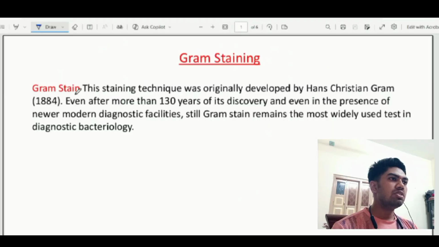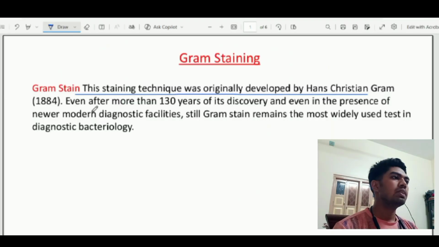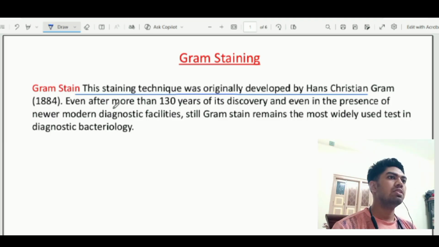So what is gram staining? Gram staining is a basic, routinely used microbiological staining to differentiate between gram-positive organisms and gram-negative organisms. It is a staining technique that was originally developed by Hans Christian Gram. Gram stain is named after this scientist.